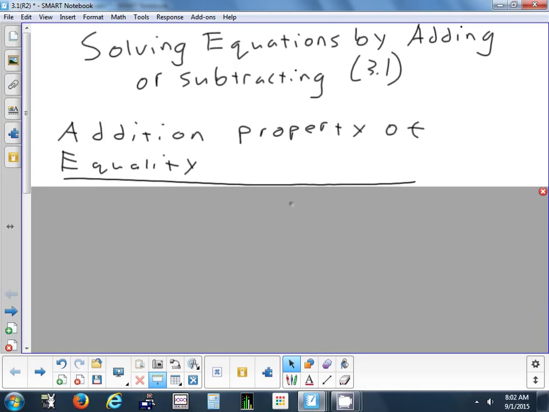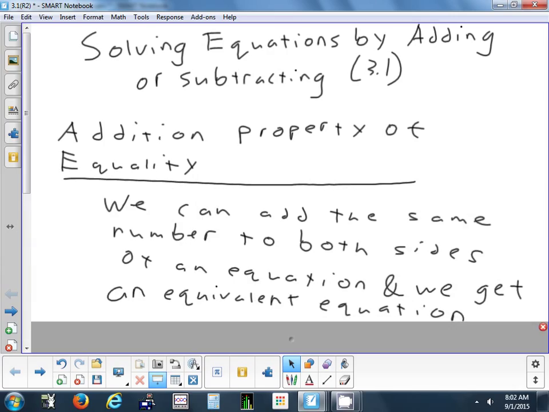One property you can use when you're solving an equation is called the addition property of equality. Does anybody know what this property is? You've probably used it before. When you add something to an equation, where do you have to do it? Let's say you're going to add a number to an equation. You've got to be careful about where you do it because you've got to keep it balanced on each side of the equal sign.